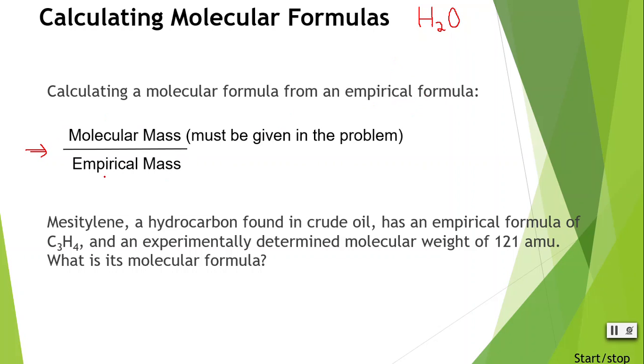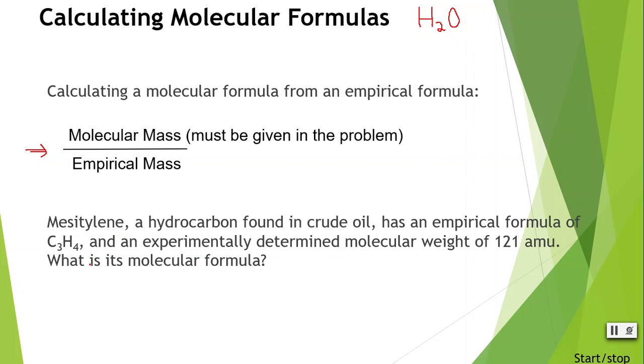Then to find the molecular formula, the number of atoms actually present in the molecule, you need to take the molecular mass, which will always be given to you in the problem, divided by the empirical mass. The empirical mass is the molar mass of the empirical formula. You do that division. The number you get from that division is the number you multiply the subscripts of your empirical formula by to get your molecular formula.